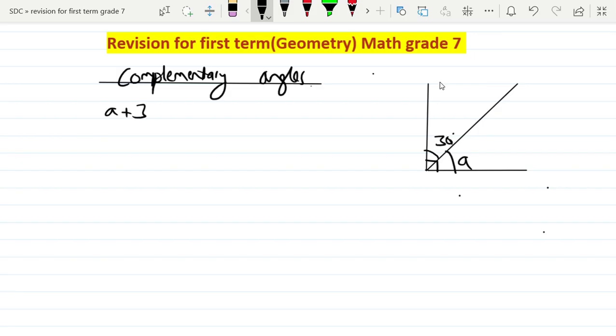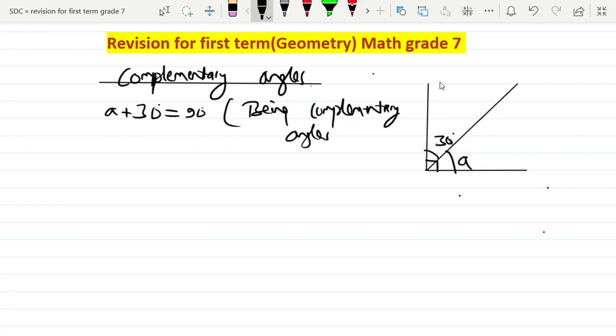Here we write A plus 30 equals 90 degrees, and the reason we provide is: being complementary angles. Now we solve for A: A equals 90 minus 30, so the value of A is 60 degrees. So we found one example.